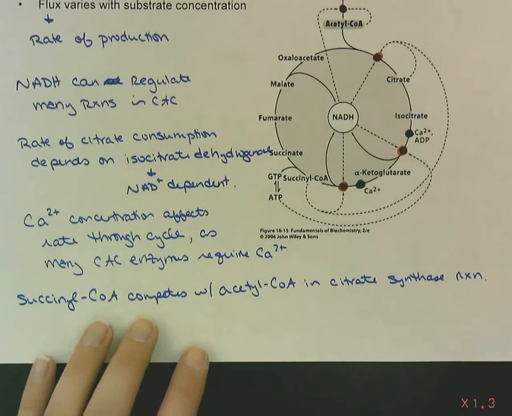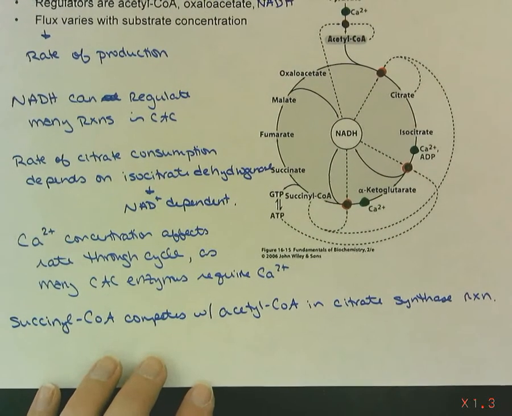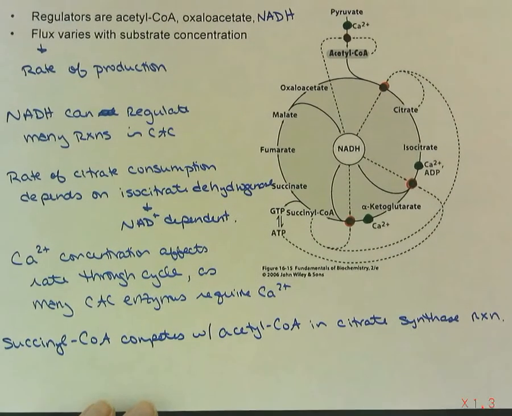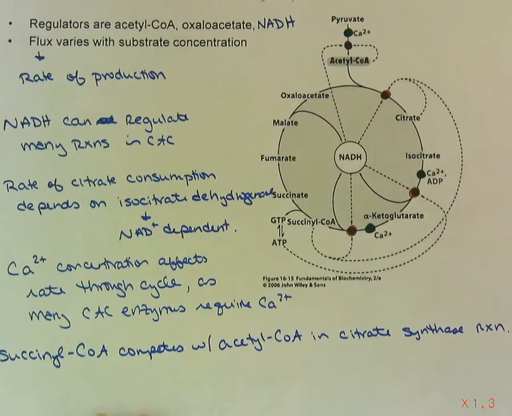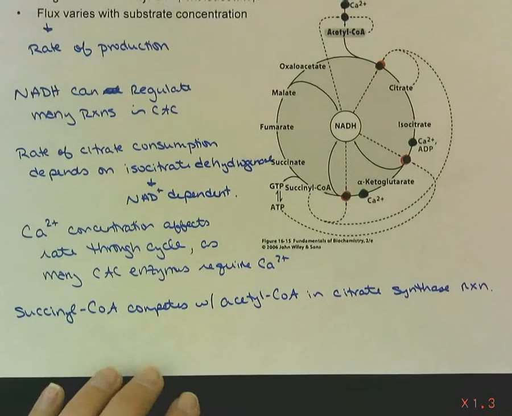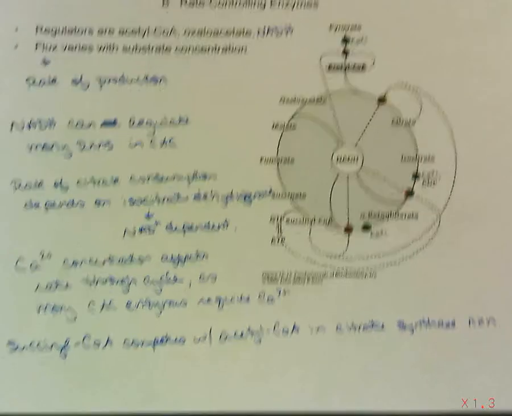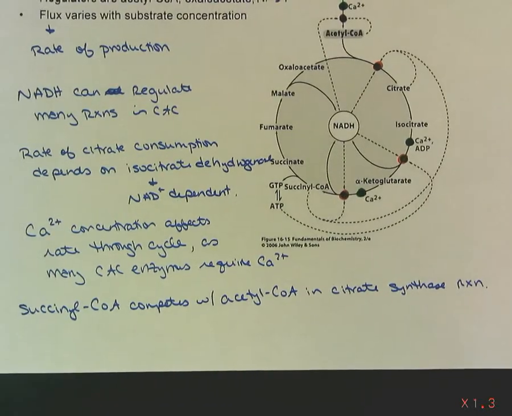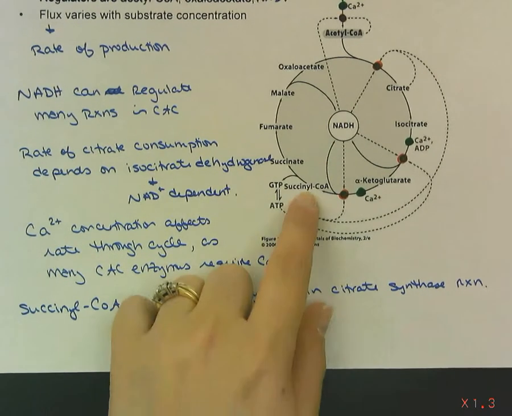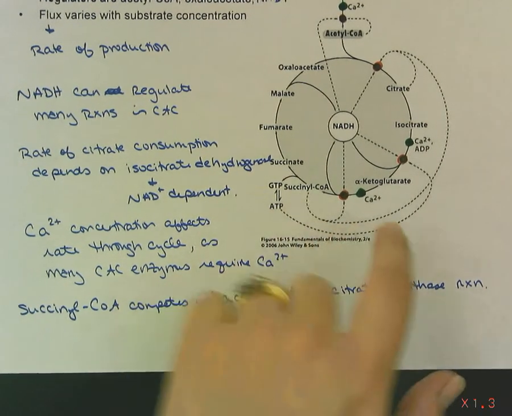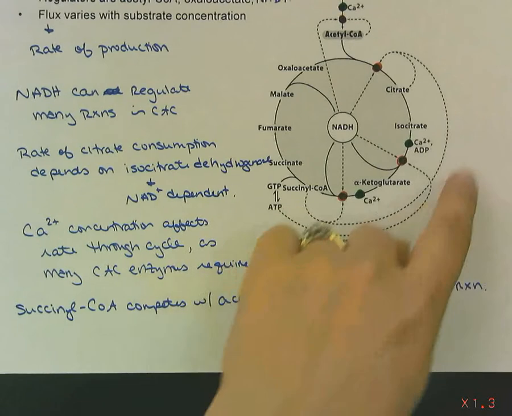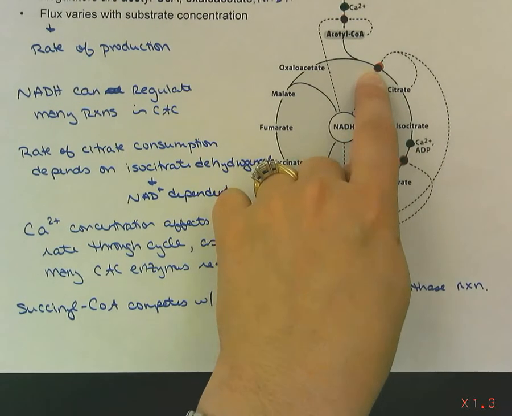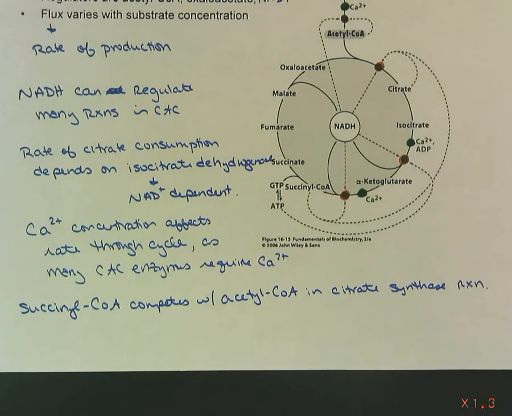And succinyl-CoA is a competitive inhibitor with acetyl-CoA in the citrate synthase reaction. So, succinyl-CoA, if you follow the dotted line, comes all the way up here and can turn off step 1 of the reaction.